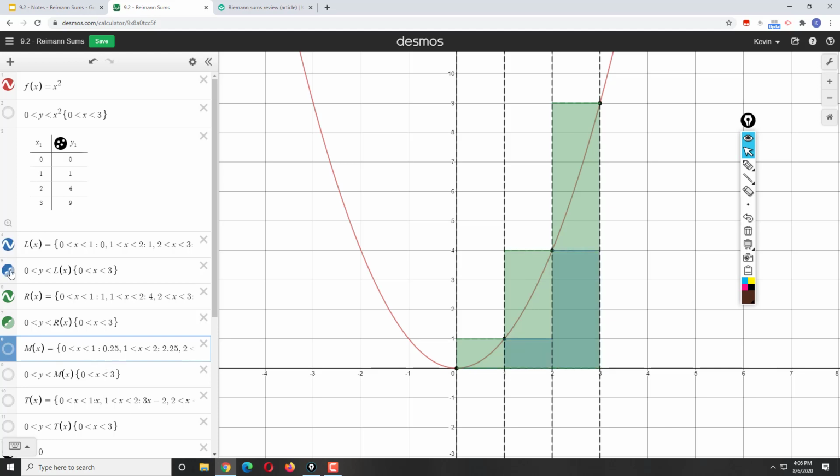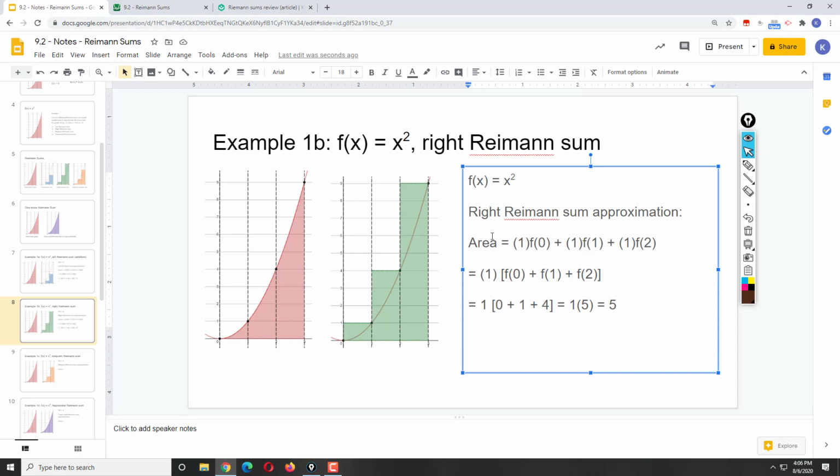So let's compare the left Riemann sum and the right Riemann sum. The left Riemann sum uses the left endpoints of each interval. The right Riemann sum uses the right endpoints of each interval. So the right Riemann sum is still 1 times f of something plus 1 times f of something plus 1 times f of something, because the 1 is the length. The height of each rectangle, from 0 to 1, we use f of 1. From 1 to 2, we use f of 2. From 2 to 3, we use f of 3.